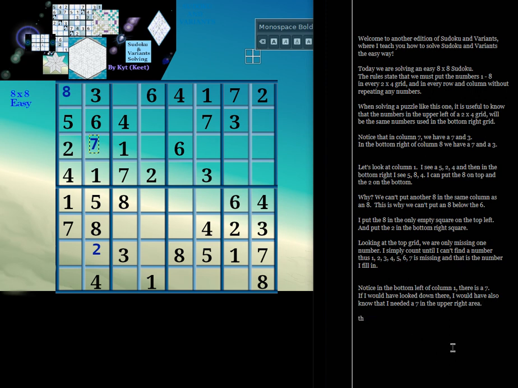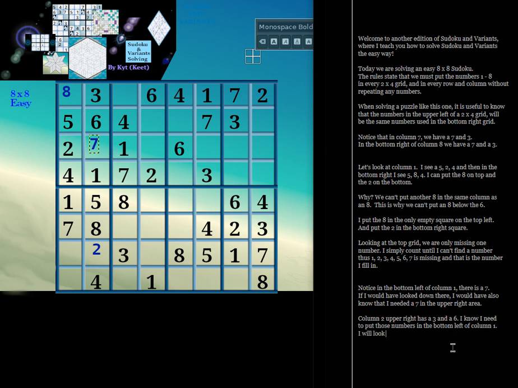Now that column 2 upper right has a 3 and a 6, I know I need to put those numbers in the bottom left of column 1.